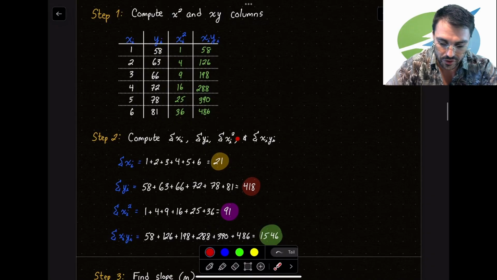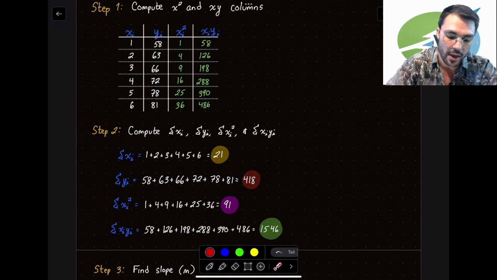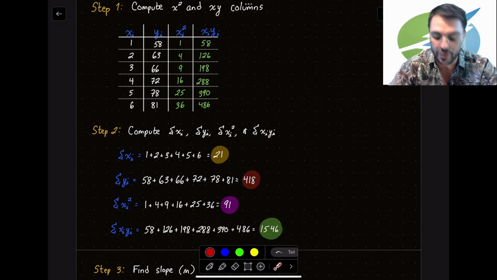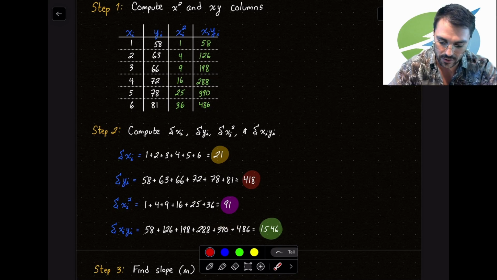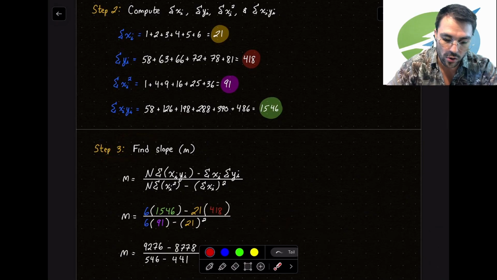Third, the summation of our x sub i squared column. 1 plus 4 plus 9 plus 16 plus 25 plus 36 gives us 91. And lastly, the summation of our x sub i times y sub i column. 58 plus 126 plus 198 plus 288 plus 390 plus 486 gives us 1,546. Okay. All right. Step three, we plug all of our found values into the equation for our slope m.